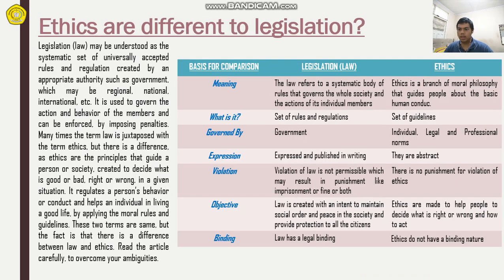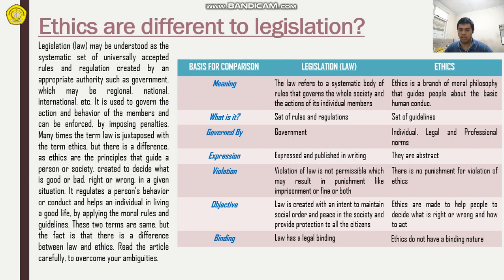And the last is that ethics is different from legislation. Legislation, meaning law, may be understood as the systematic set of universally accepted rules and regulations created by an appropriate authority such as government, which may be regional, national, international, etc. It is used to govern the actions and behavior of the members and can be enforced by imposing penalties.